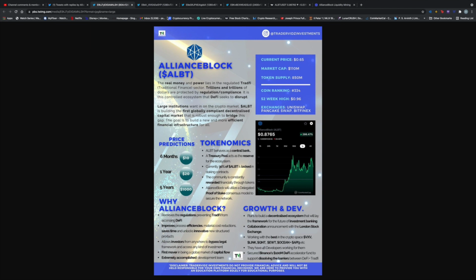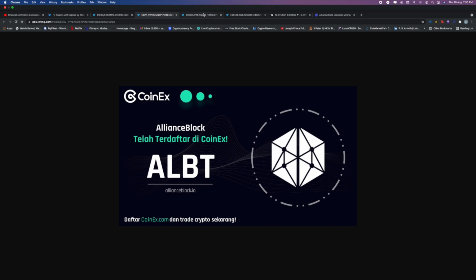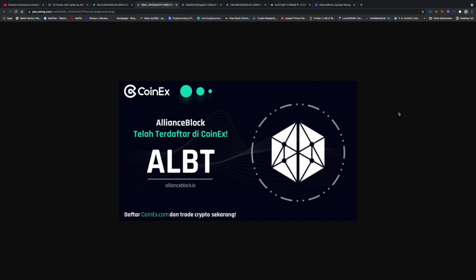Alright, so we see there's a new listing today, I believe today or in the past week, where CoinX has listed Alliance Block. That's right, CoinX has listed Alliance Block. This is bullish, man, right? I believe CoinX looks like it's a Malaysian exchange, because it seems to be written in Malaysian language, but regardless, it has been listed on an exchange, which means there's more exposure for people to access and buy Alliance Block token, right? For those who want to look into Alliance Block, do your own research.